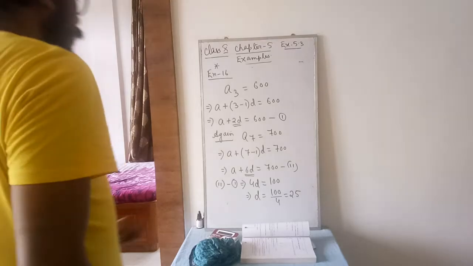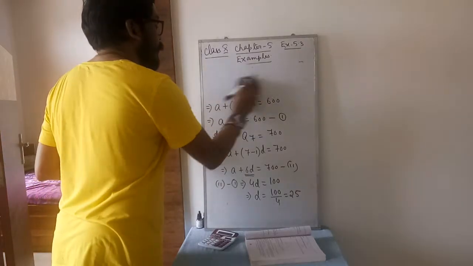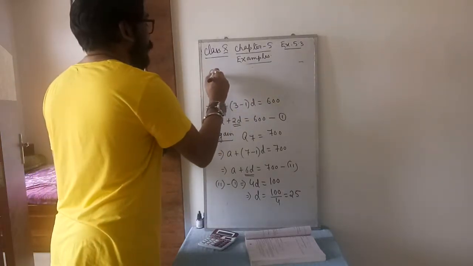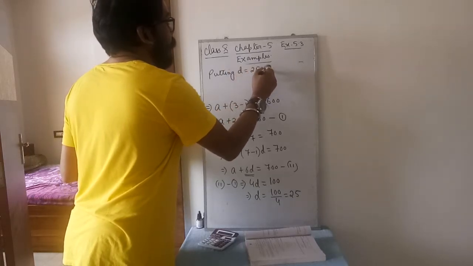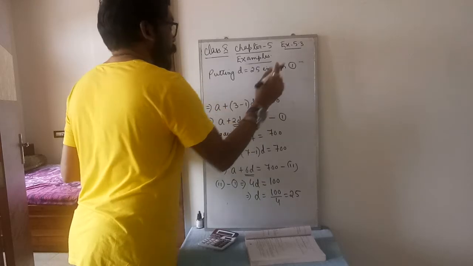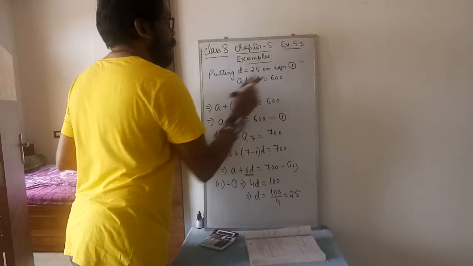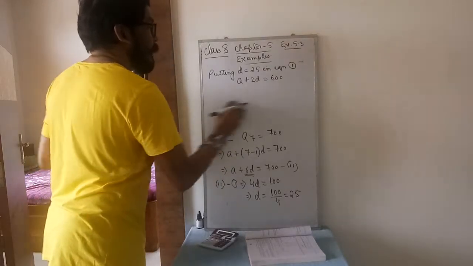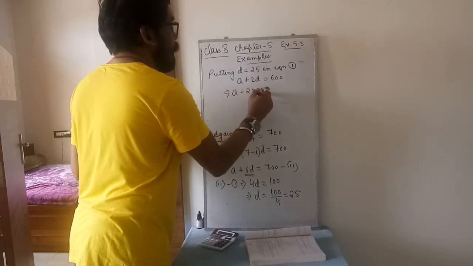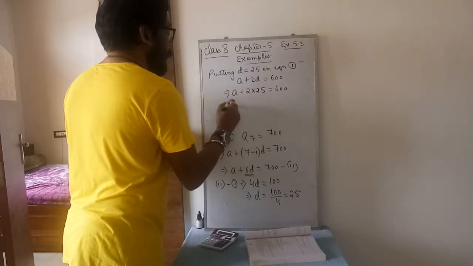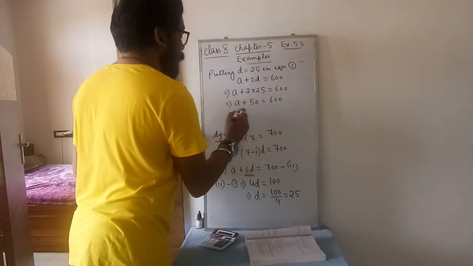Okay, D value you got. Now I will put this D value in equation 1. You can put in equation 2 also. Now putting D equal to 25 in equation 1. What is the equation 1? A plus 2D equal to 600. So in place of D I will put now 25. So it is A plus 2 into 25 equal to 600. So A plus it is 50 equal to 600.